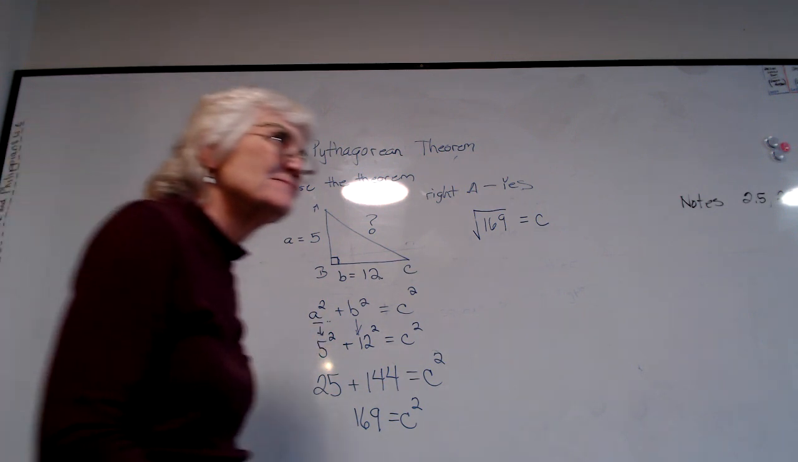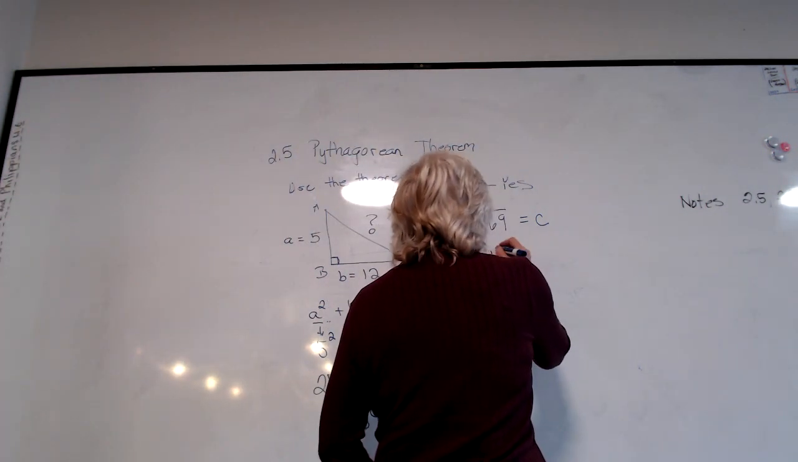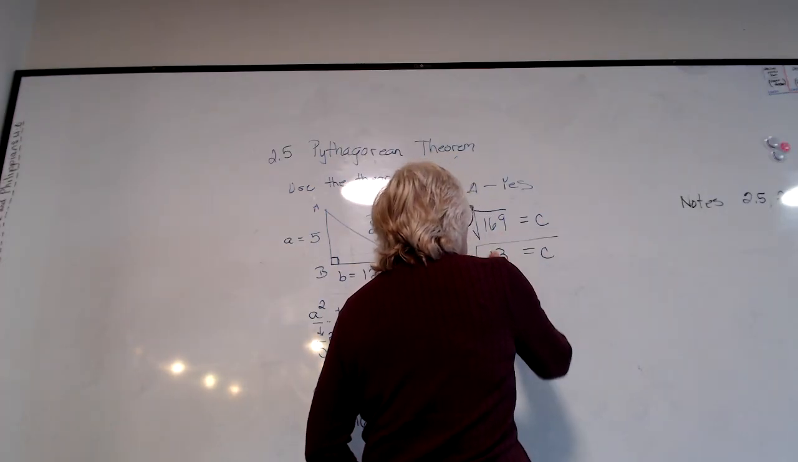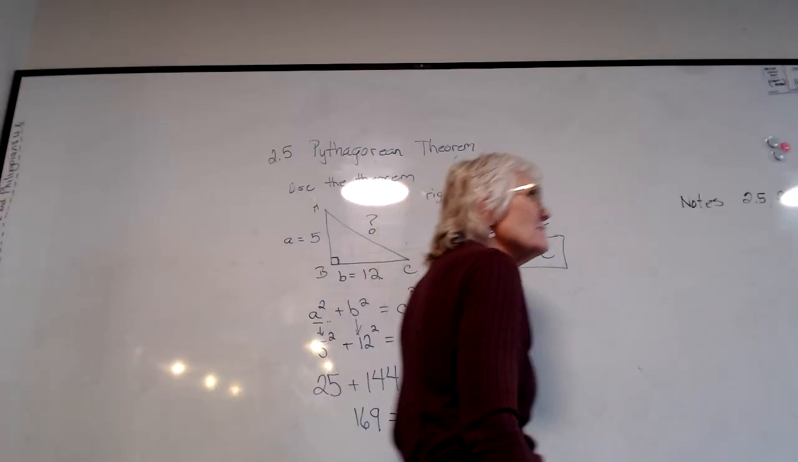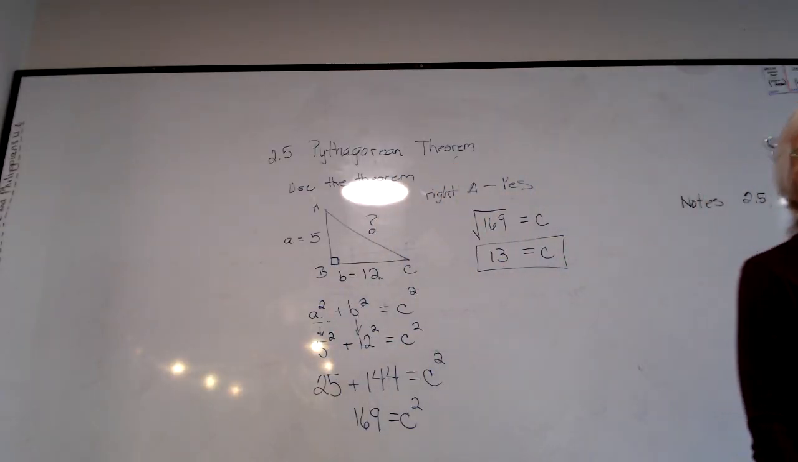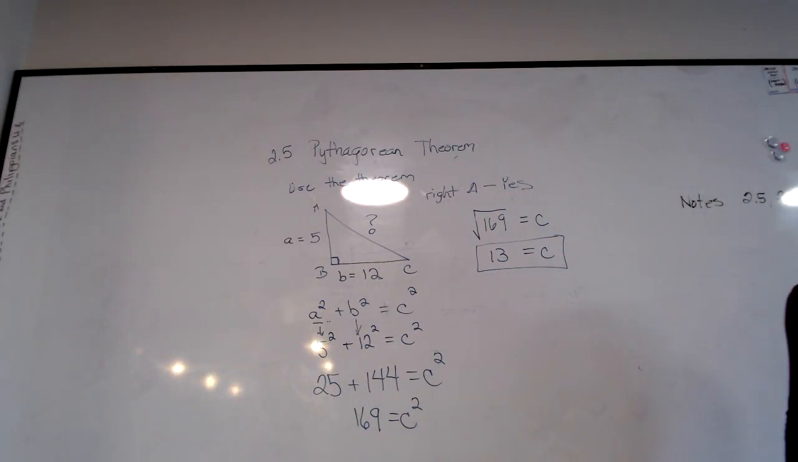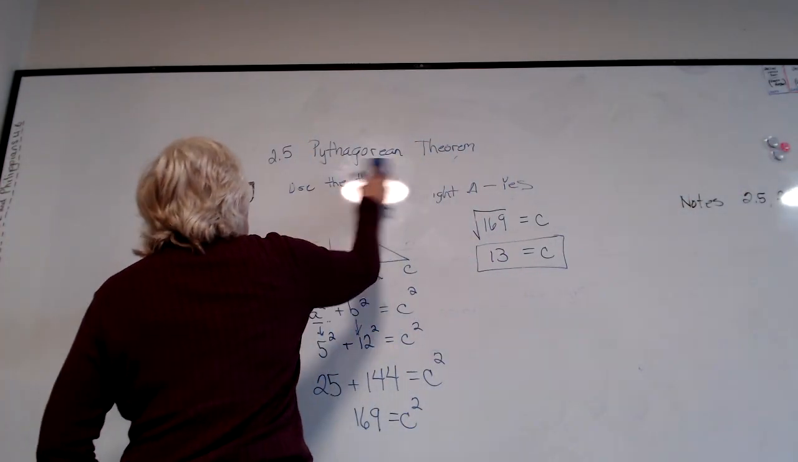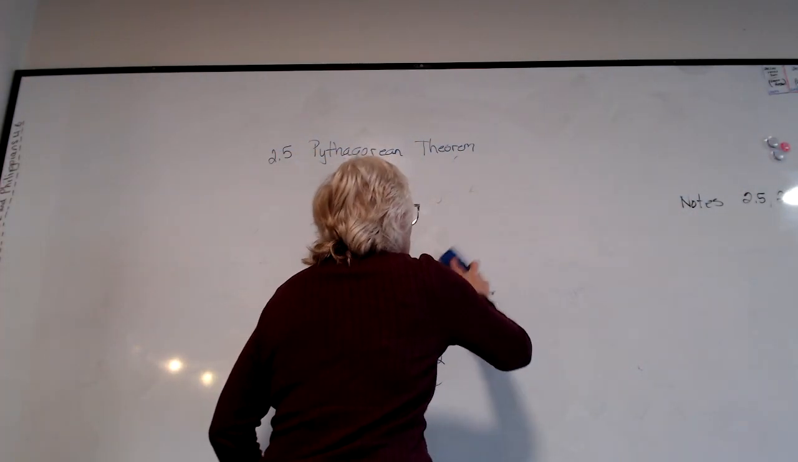And what do you get? 13. Because 13 times 13 is 169. So that tells me the length of my hypotenuse is 13. Okay, so that's basically one way to use the theorem. We're going to do one more example.